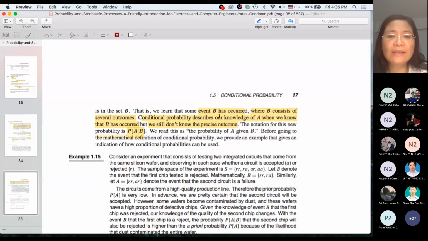When we know that one event B has occurred, because it has occurred, the probability of B is greater than 0. The conditional probability describes our knowledge of A when we know that B has occurred, but we still don't know the precise outcome of A. So we denote this new probability as A vertical bar B, and we call that the probability of A given B.